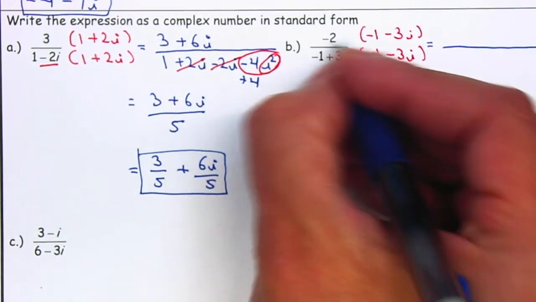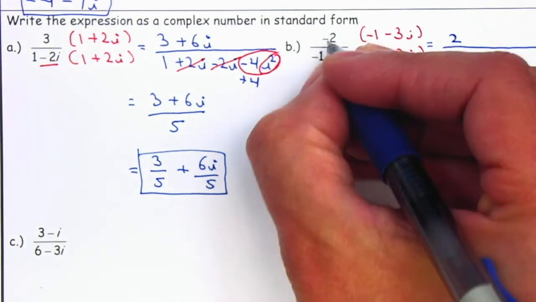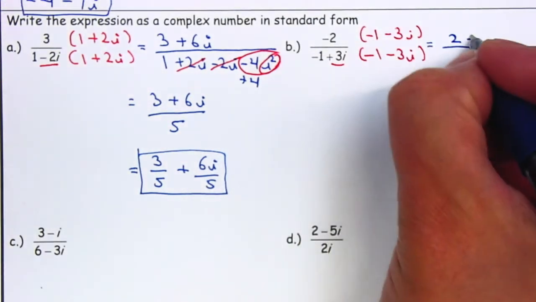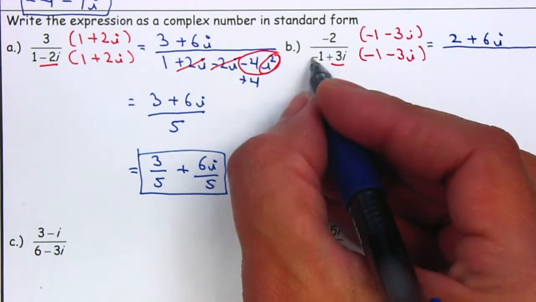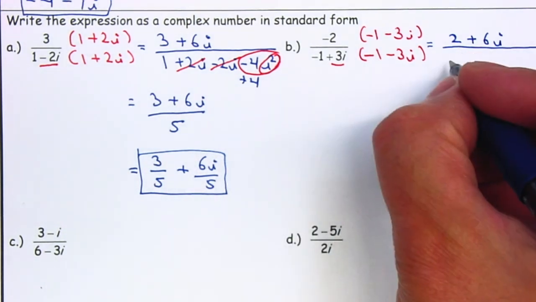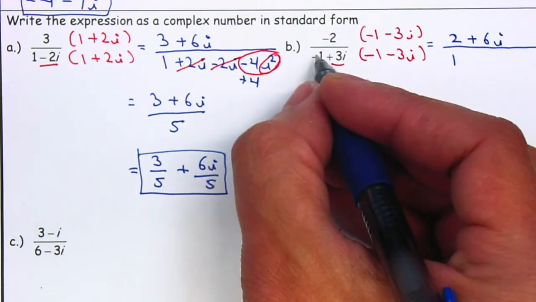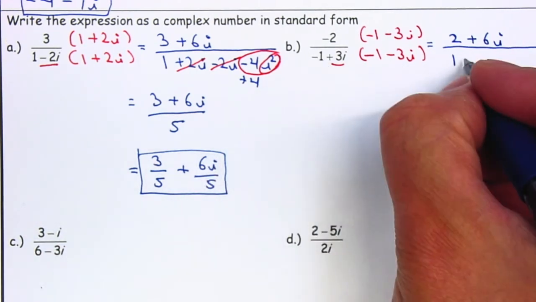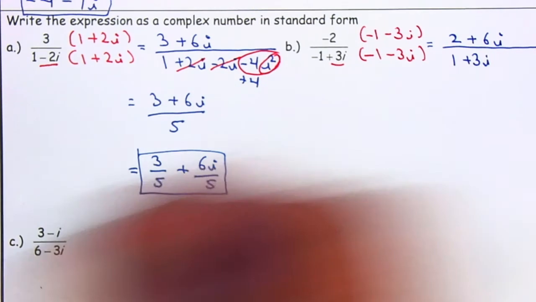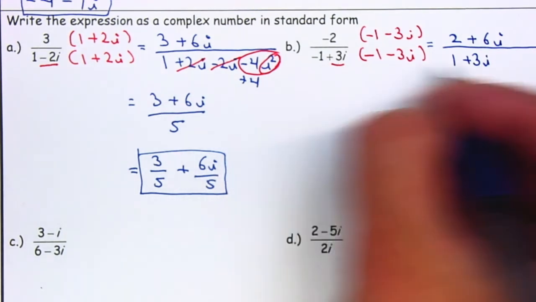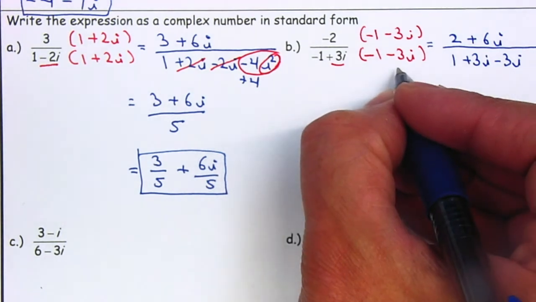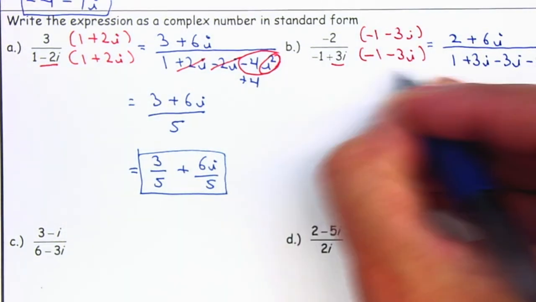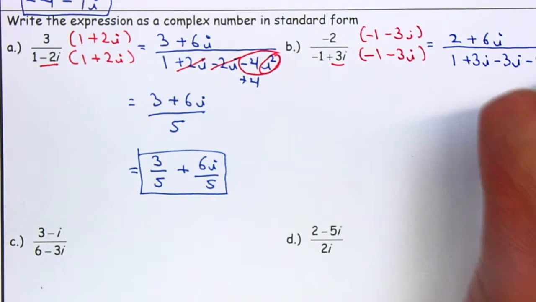So negative 2 times negative 1 is positive 2. Negative 2 times negative 3i is positive 6i. Denominator will be negative 1 times negative 1 is positive 1. Negative 1 times positive 3i is positive 3i. Positive 3i times negative 1 is negative 3i. Positive 3i times negative 3i is negative 9, i times i will be i squared.